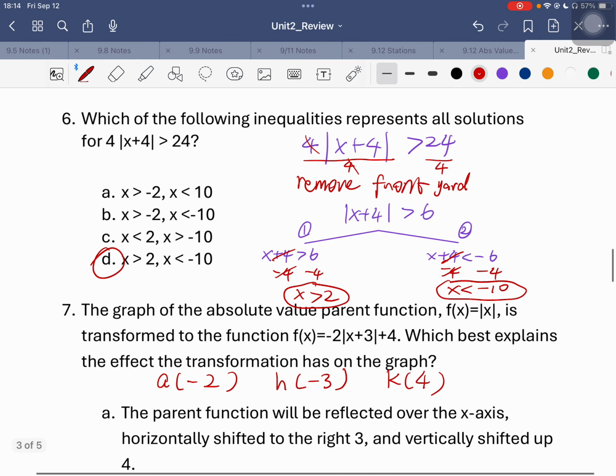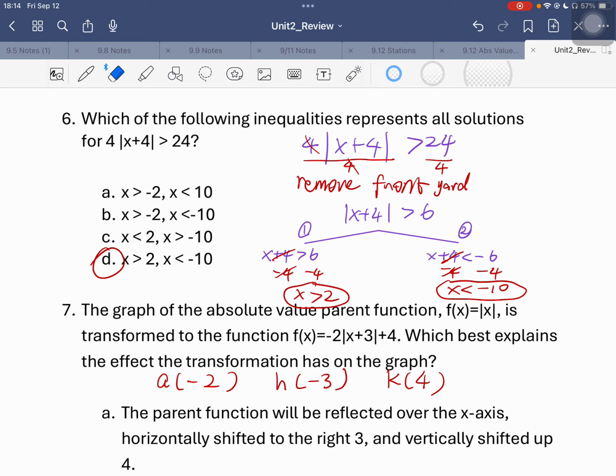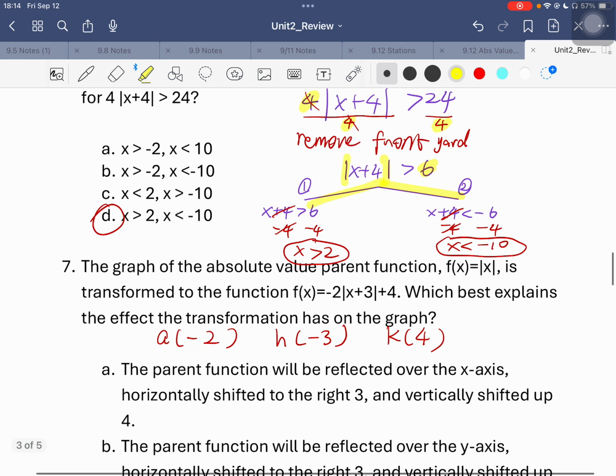Question 6. Which of the following inequality represents all solutions for |4x plus 4| greater than 24? So now let's solve this one. We don't have a backyard. We just need to remove the front yard. So we can remove the front yard by dividing 4 on both sides. Then we have a house and a number. We can split into two cases.